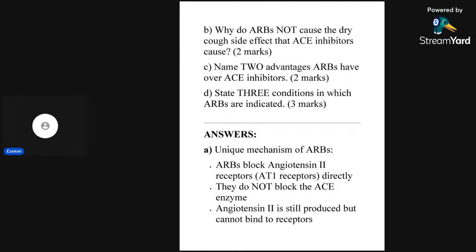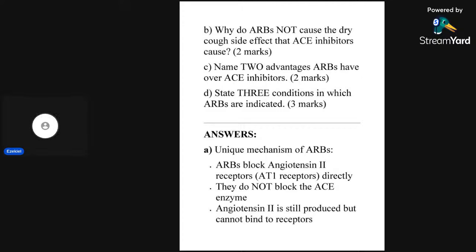Then, why do ARBs not cause dry cough? I've explained that already. The advantage of ARBs over ACE inhibitors is that there's no dry cough. They are more tolerable, have fewer side effects, you understand, and they're also once daily. Okay, even if ACE inhibitors are also once daily. All right, so that's that for that.